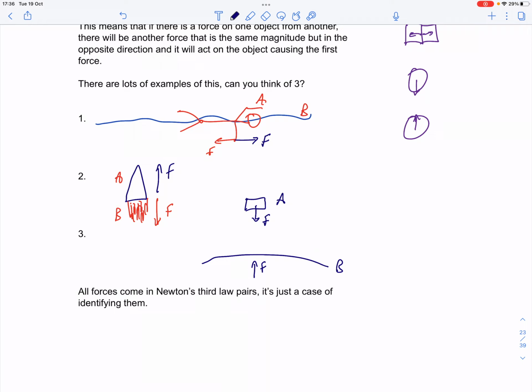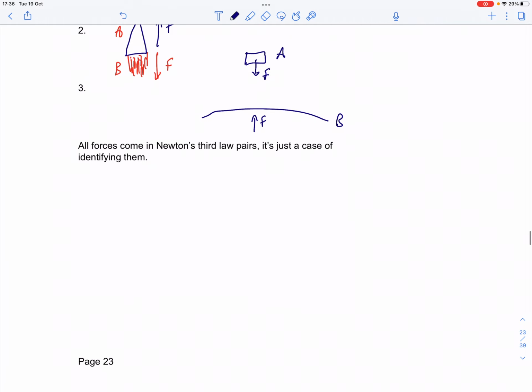So I picked that example because it's slightly more counterintuitive, and it's an example of a non-contact force, the gravitational force, being applied to two different objects, object A and object B. So this happens everywhere, all over the place. Let's pick another example. Let's do example number 4.